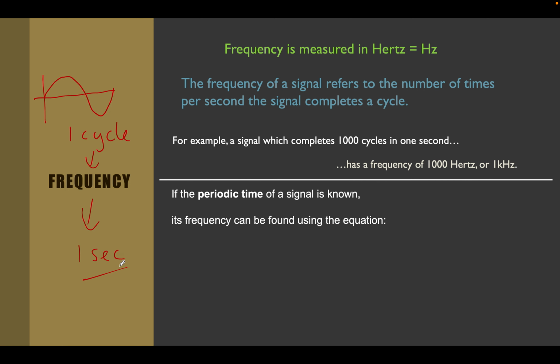So if the periodic time of a signal is known, its frequency can be measured using the following equation. Frequency equals 1 divided by the time. The time is equal to the periodic time. Look over there. So T is equal to the periodic time. Like we counted on that last one when we counted the millisecond increments, the division was 1 millisecond each little square. Okay.